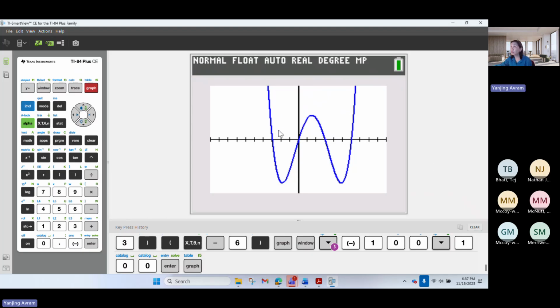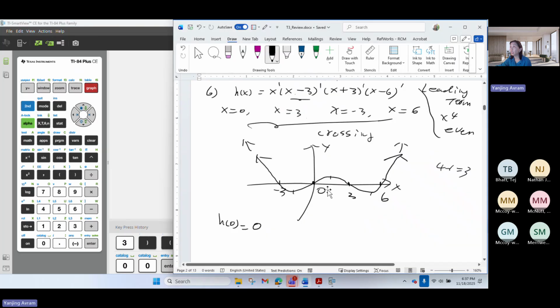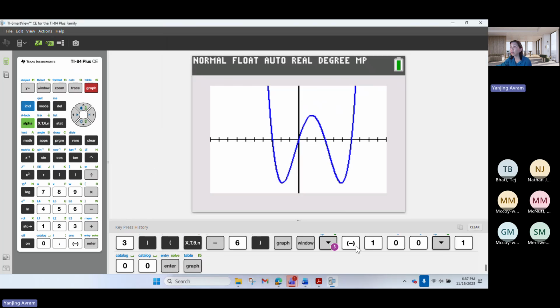Okay, so both ends are facing up. They have 1, 2, 3 turning points in here, and then you have 1, 2, 3, 4 x-intercepts, right? And they are all crossing in here. So that looks like the one we sketched earlier, right? That's a quick sketch, and that's how you look at that in here. Any questions?